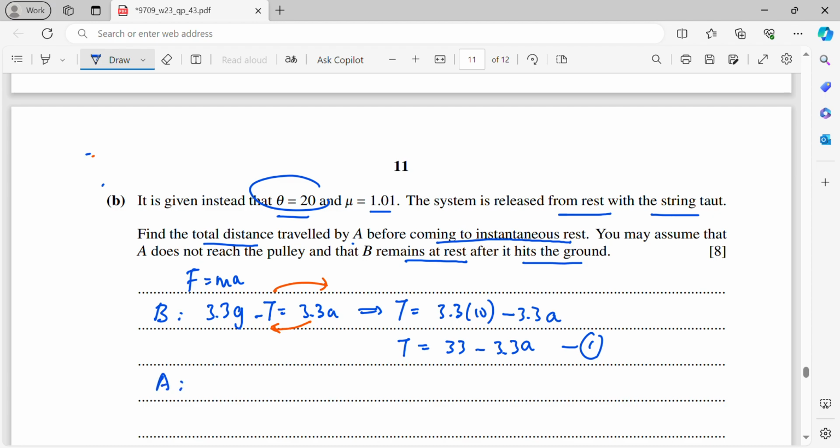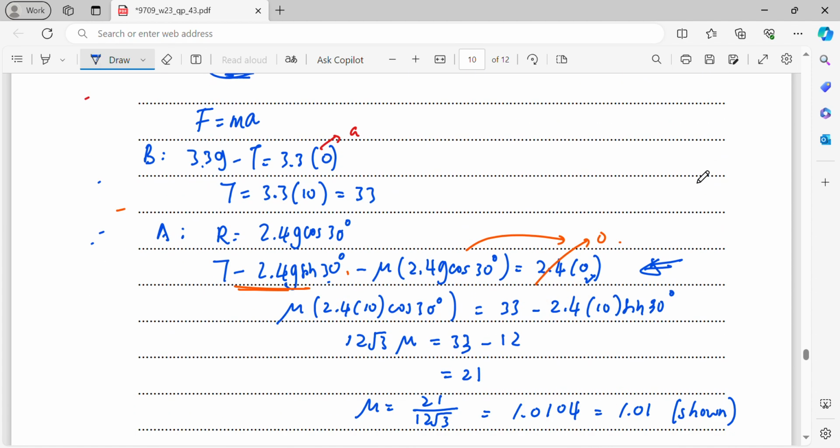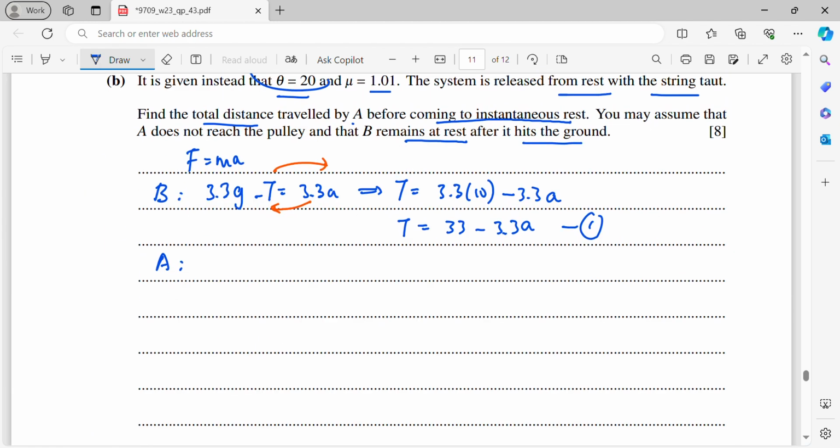Now for particle A, I will just copy everything. Copy this whole equation by changing this 0 to A and changing the 30 degrees to 20 degrees. The rest remain, and replace the mu value by 1.01. So I will get T minus 2.4G sine 20 degrees, then minus 1.01 times 2.4G cos 20 degrees, that equals to 2.4A. I let this be the second equation.